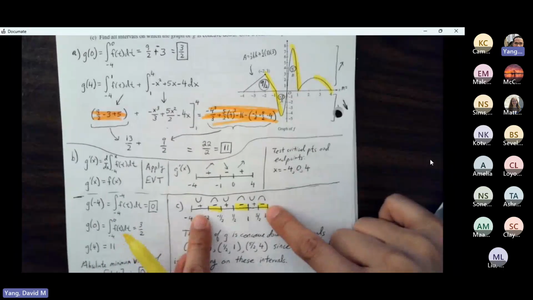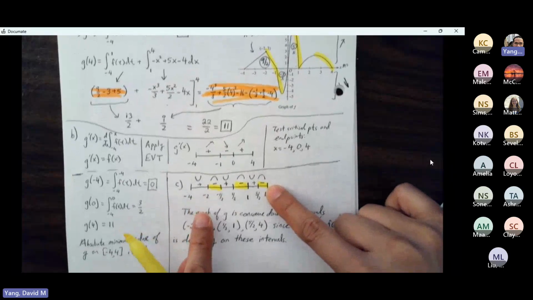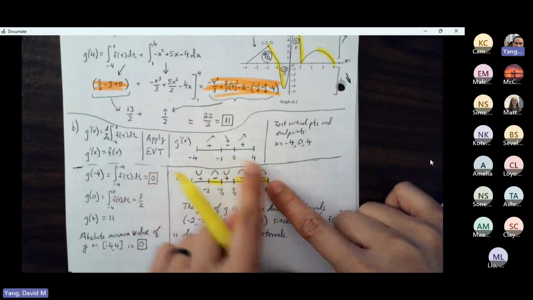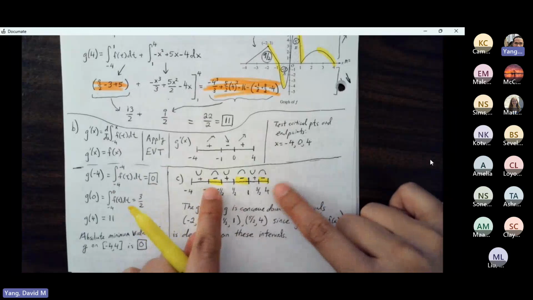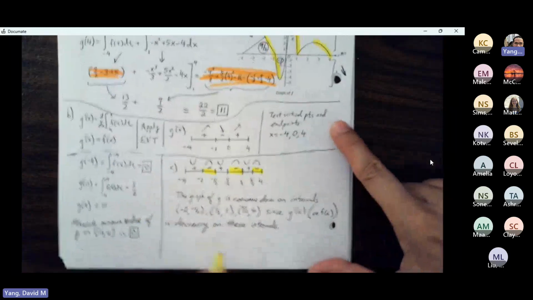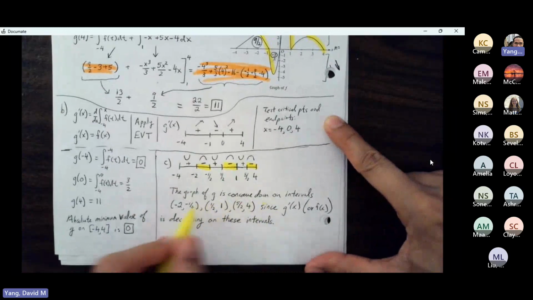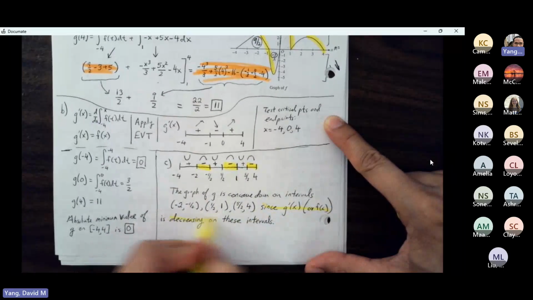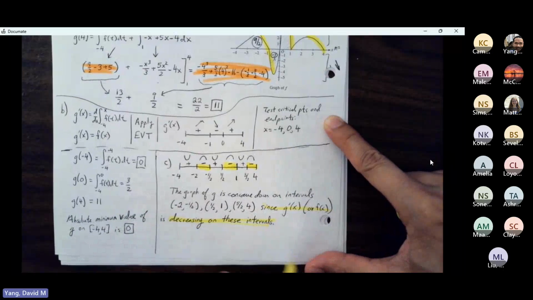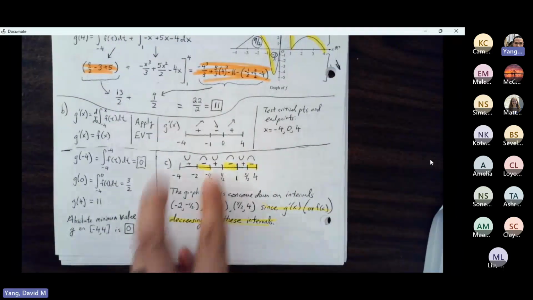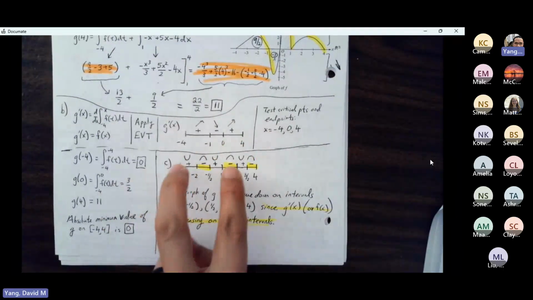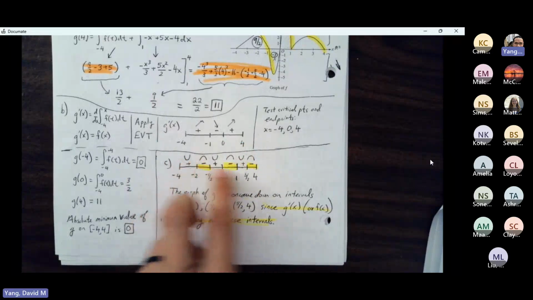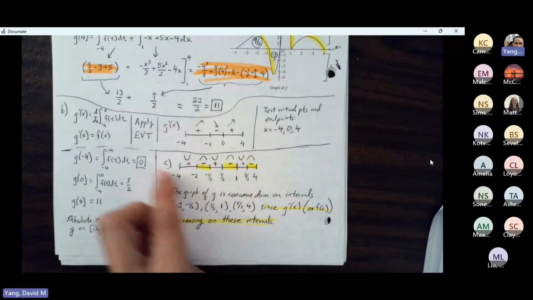But remember, your AP readers are not going to look at your sign line. This is not going to count for your answer. You have to be able to say that the graph is concave down because G prime is decreasing on these intervals. Okay. Again, if you draw out your sign line, it's really just for your benefit. Graders are asked to ignore any sign lines.